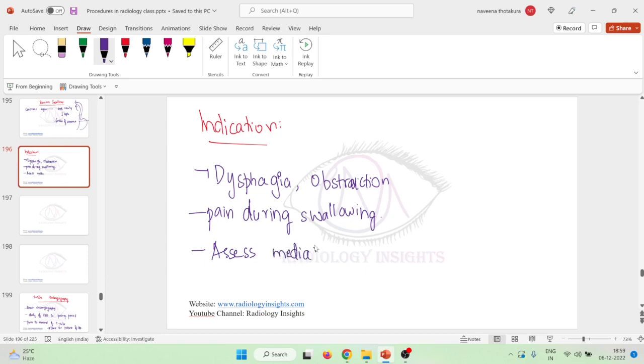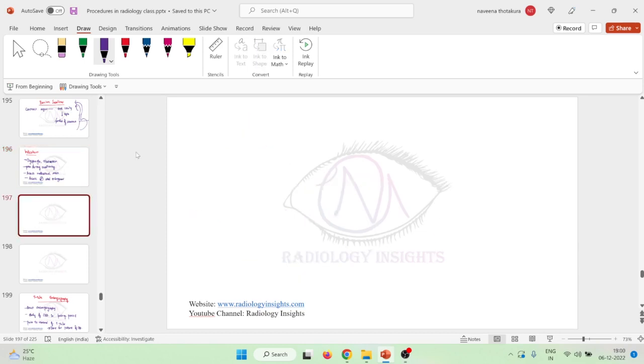It is also done to assess a mediastinal mass. If there is any mediastinal mass, to find out the origin of the mediastinal mass, we will do the barium swallow. Then to assess left atrial enlargement, we can do a barium swallow because the left atrium is in close proximity with the esophagus.